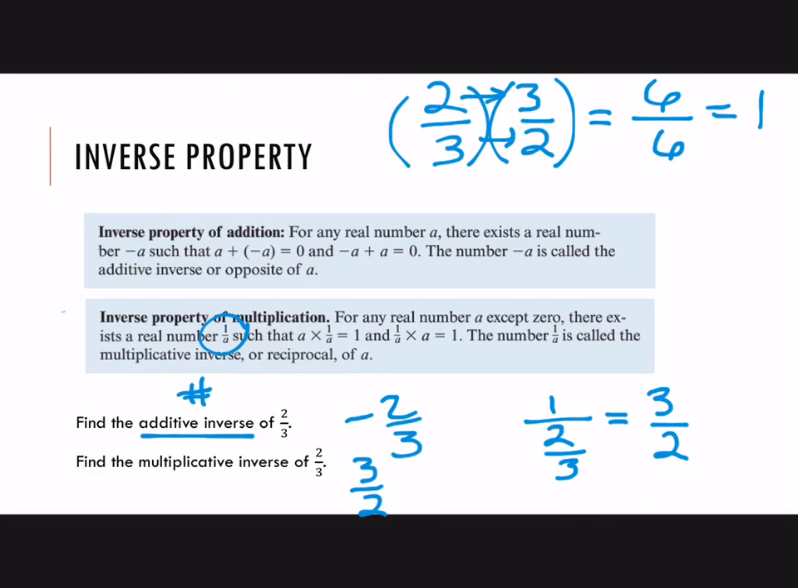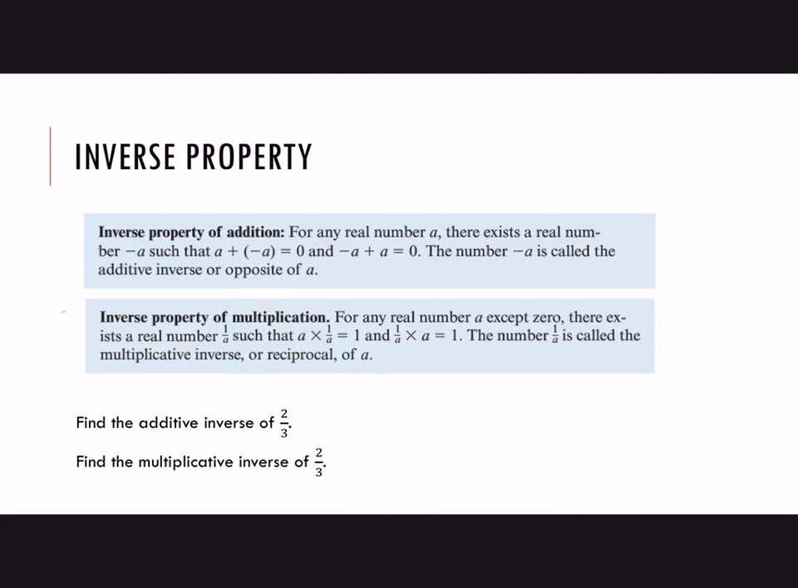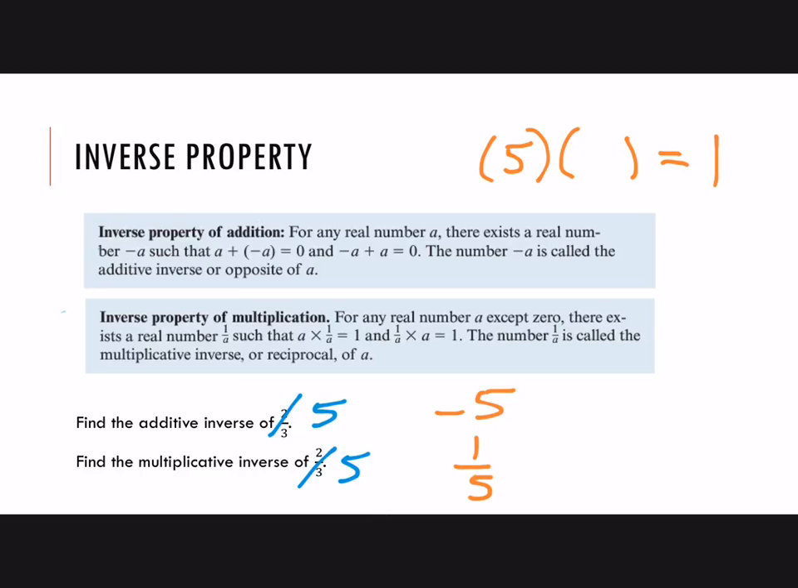Let's do one more example. What if the question was find the additive inverse of 5 and the multiplicative inverse of 5? So it's asking, for additive inverse, what number do you add to 5 to get 0? And the answer is negative 5. For the multiplicative inverse, what number times 5 is equal to 1? So here it's the reciprocal, which is 1/5. Just 1 over that number.